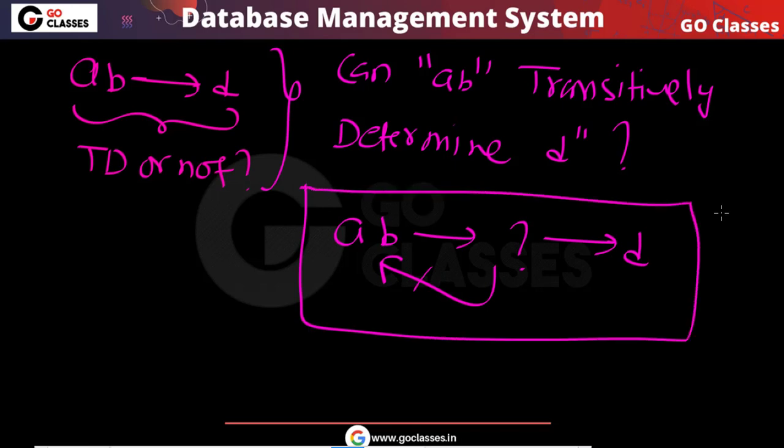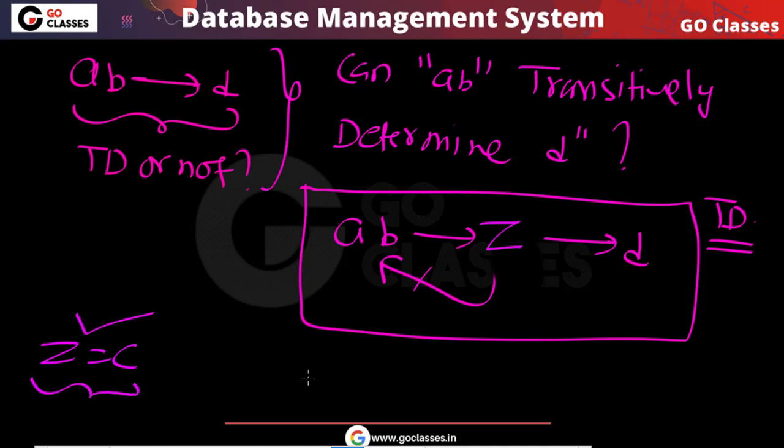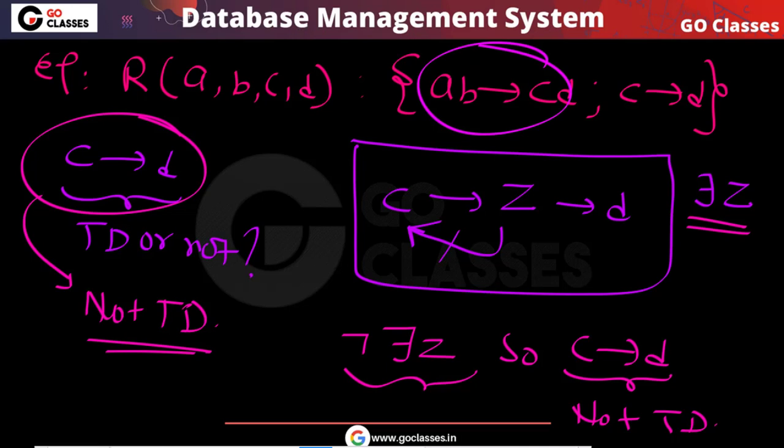This is the diagram of transitive dependency. Now let's see, is there something here such that this will happen? Yes, because you can take z equal to C. So this z equal to C will work. You can notice AB can determine C. Very simple.